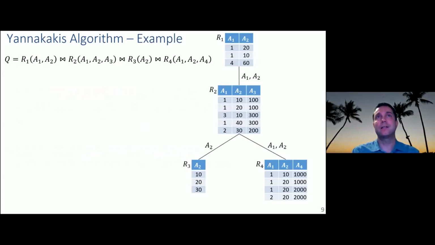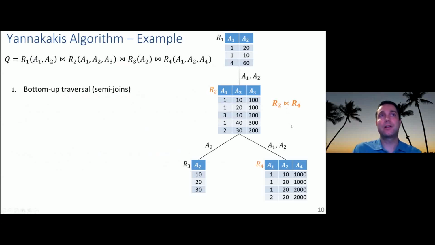So how does this look? Let's go back to our four relation example, now with some numbers. On the right, you see this tree here. R1 is the root, R3 and R4 are the leaves, and there's a bunch of tuples in there. And you can see also the joining attributes marked up on the links between these tables.